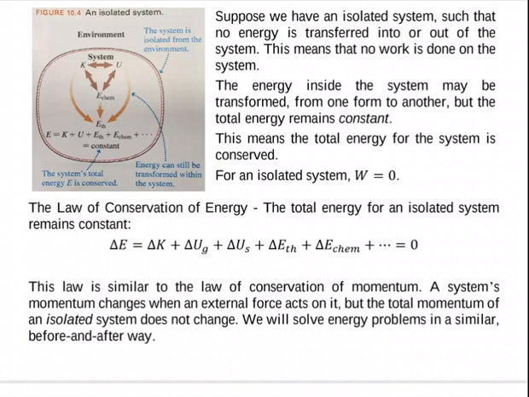The law of conservation of energy: the total energy for an isolated system remains constant. So here is our work energy equation once more, but now it equals zero because there's no work being done. This law is similar to the conservation of momentum. A system's momentum changes when an external force acts on it, but the total momentum of an isolated system does not change because no external force is acting on it. Here we have no external energy, so we will have no work, so equals zero is what we get. We will solve energy problems in a similar before and after way as we were doing with momentum. Okay?